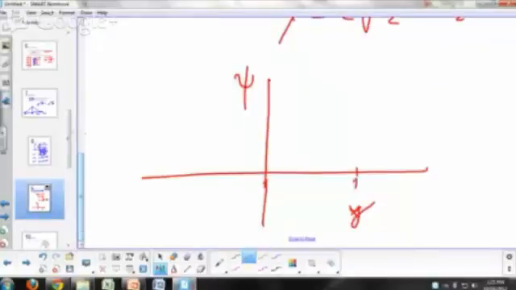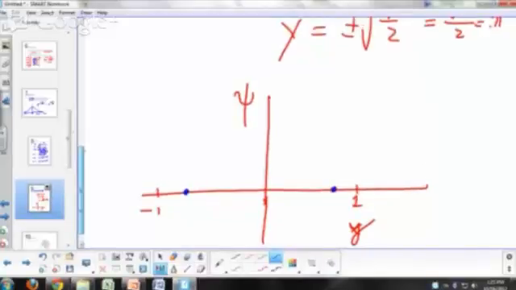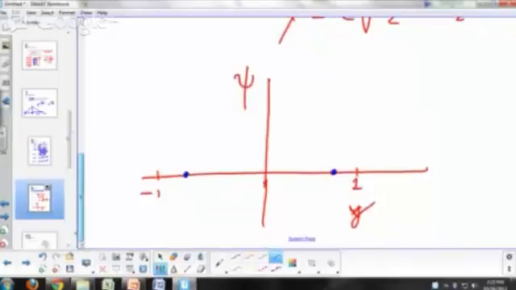So if this is 1, so 0.71 is over here, you're going to get a node. So there's a node at y equals 0.71. And where's the other node? At y equals negative 0.71, right? All right. So that's where your node is. What does the function do as x approaches infinity and negative infinity? It goes to 0, right?